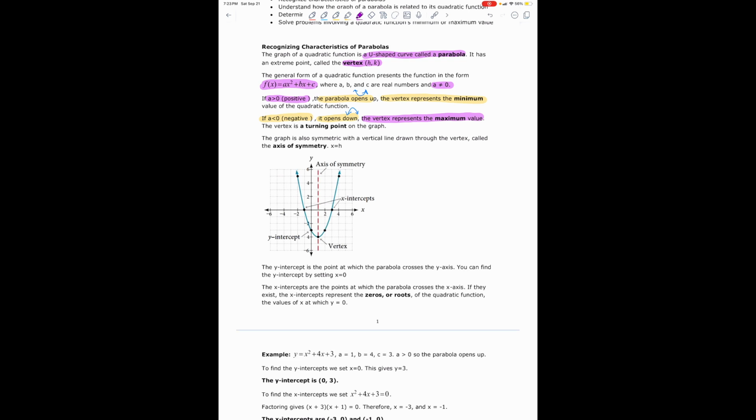The vertex is a turning point on the graph, as you can see here. It is going to turn from increasing to decreasing, or from decreasing to increasing. The graph also is symmetric with a vertical line drawn through the vertex. That line is called the axis of symmetry. So here is the axis of symmetry, as you can see here. It cuts the graph into two equal shapes, and that is why it's called the axis of symmetry.